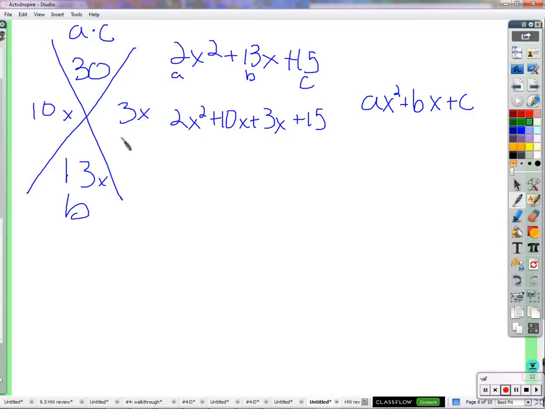Just this part right here tells you it can or cannot be factored. I know it can be factored, so we're going to continue on factoring it. Okay. So that's the AC part.